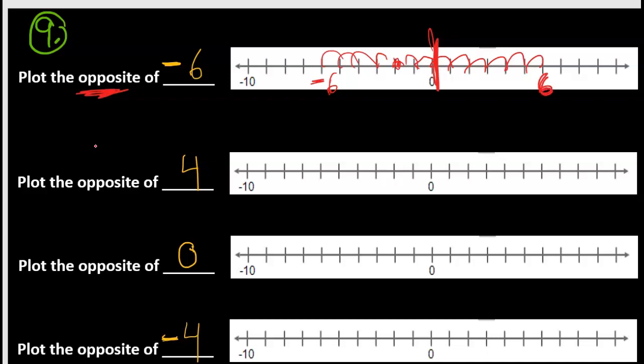Be careful that you might confuse this with absolute value, which in this case, the absolute value of -6 is 6. But that's not always going to work, as in this next scenario.